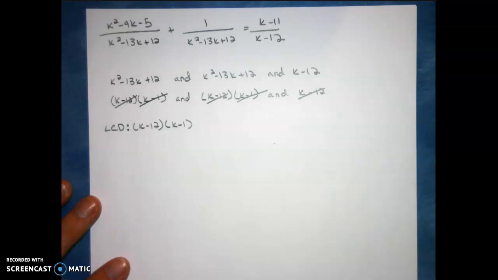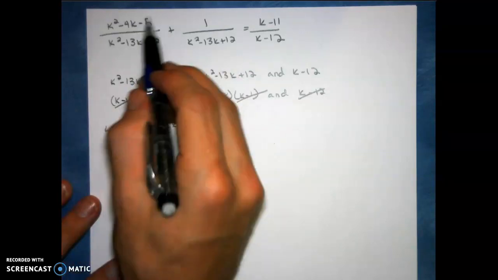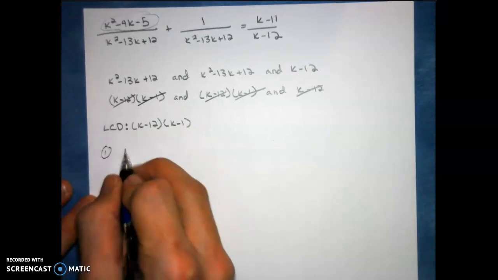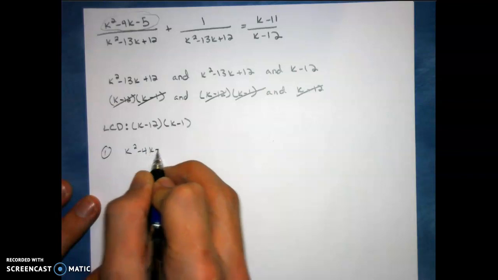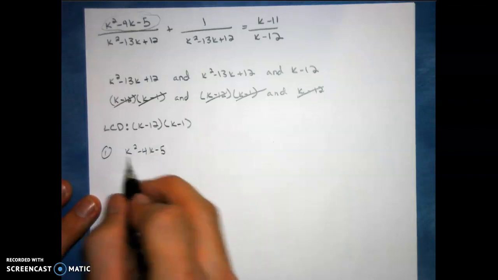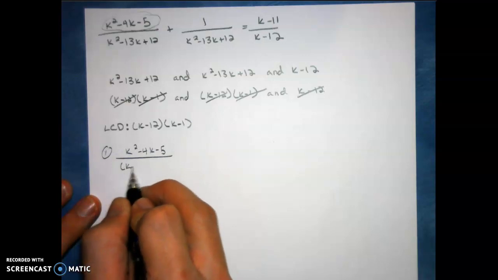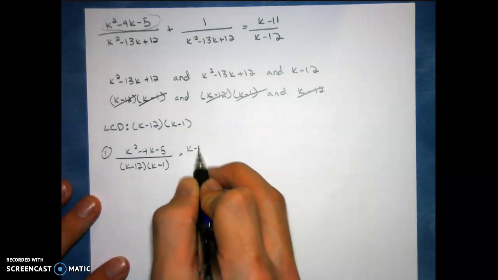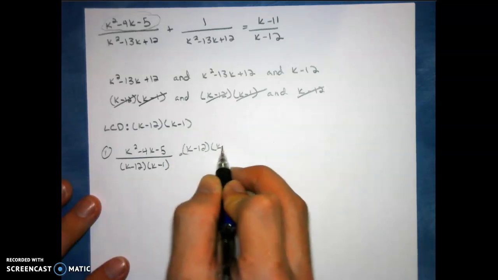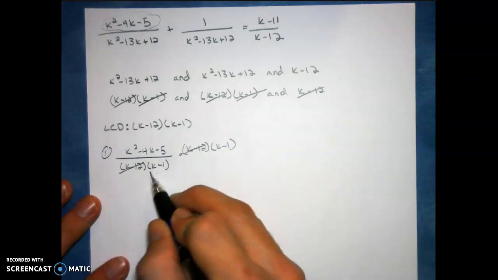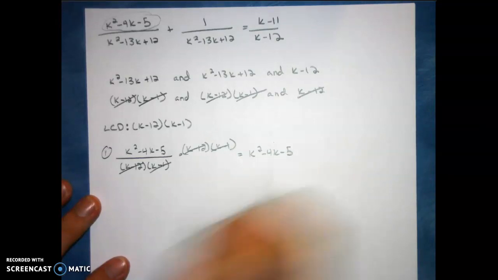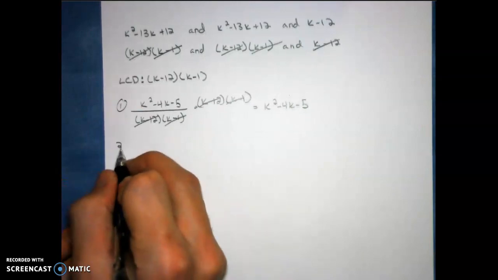Now we multiply everything by our LCD. Make sure we do not factor this top one, because it's only going to cause us to do more work after we cancel. So for the first one, we leave k squared minus 4k minus 5 over k minus 12, k minus 1, multiply by our LCD. Right, these cancel, and then these cancel. So I'm just left with k squared minus 4k minus 5.